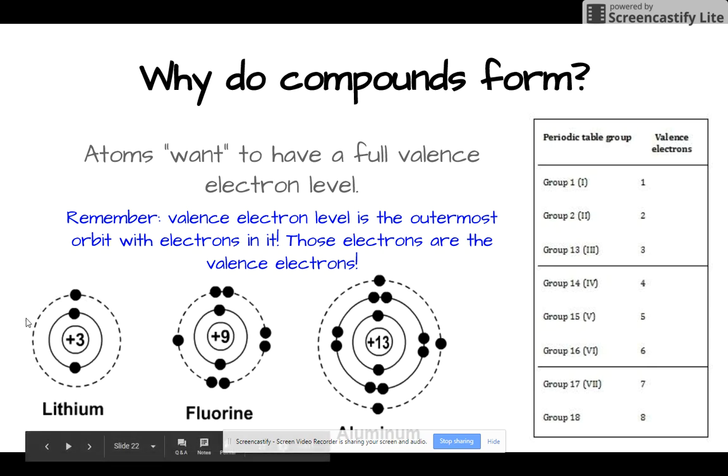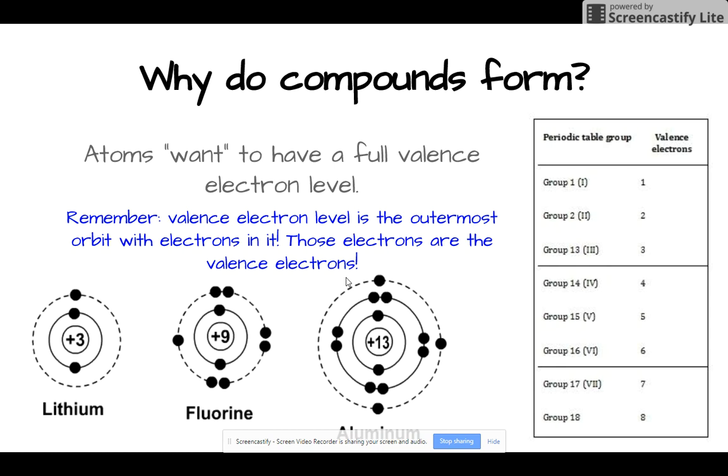So our valence electron level for lithium is the second orbit. For fluorine, it's also the second orbit. And for aluminum, it is the third orbit. Lithium has one valence electron because there's one in that outer orbit. Fluorine has 7 valence electrons, and aluminum has 3. Remember, the valence electron level is the outermost orbit with electrons in it. Those electrons are the valence electrons.